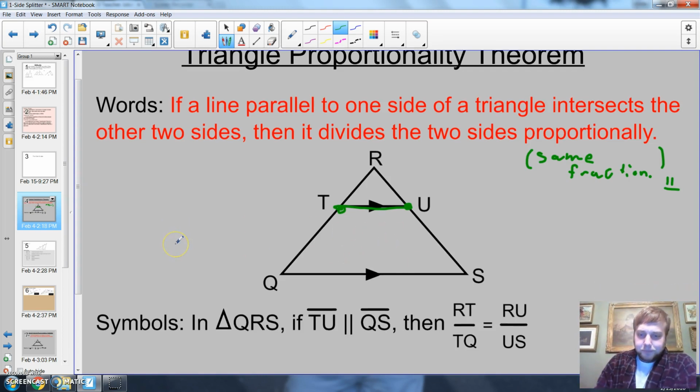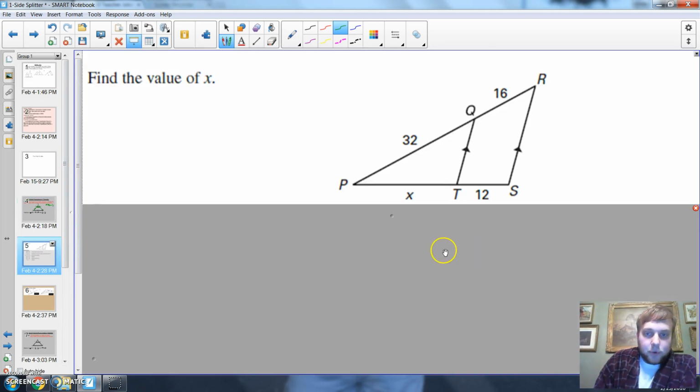Okay, so for instance, if you take RT and you also take TQ, divide them, that should also equal RU and US. Yep, and I am a US citizen. Do you get it? RU, US. Alright, moving on before he gets too old.